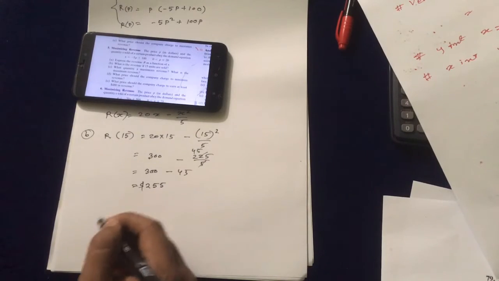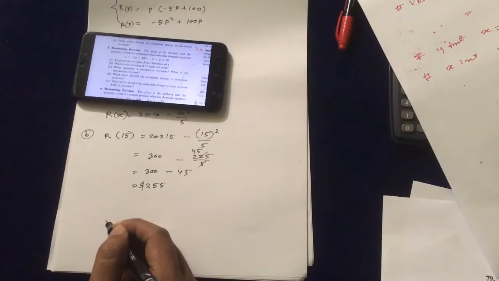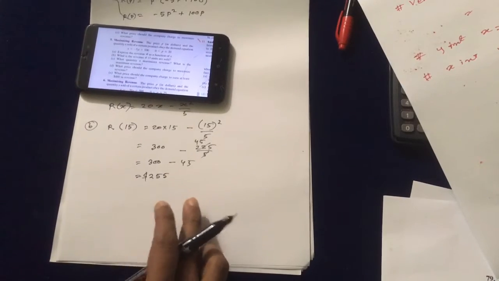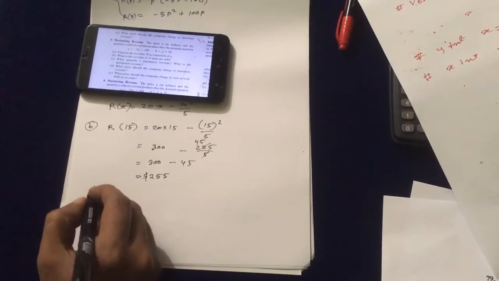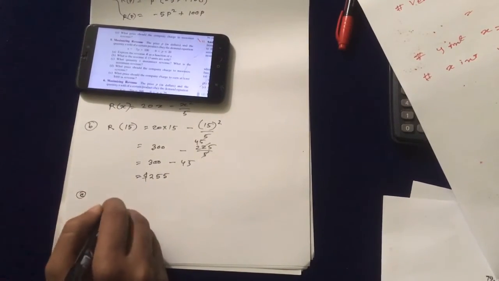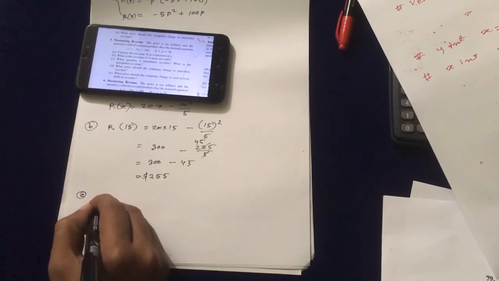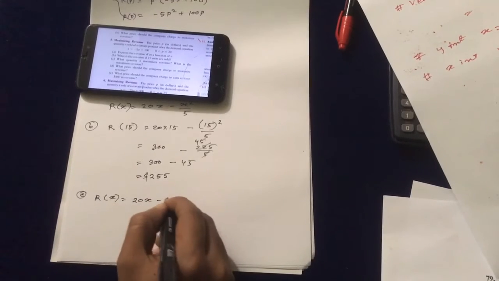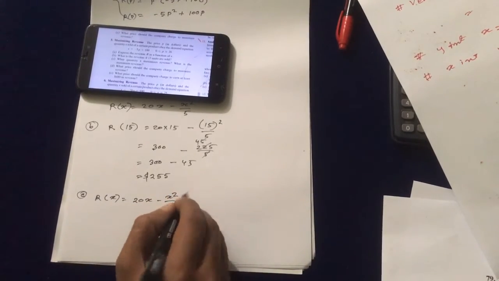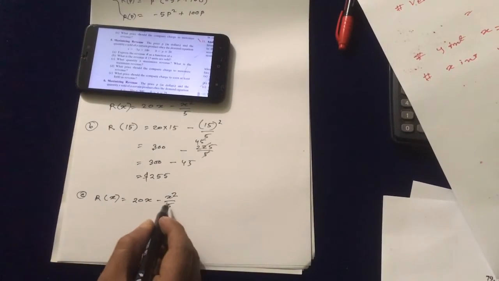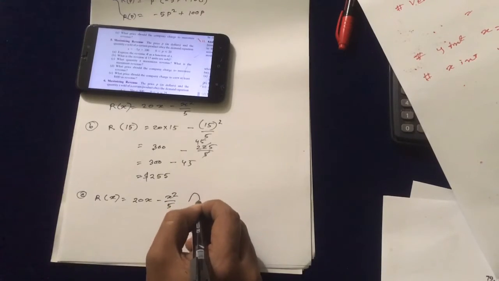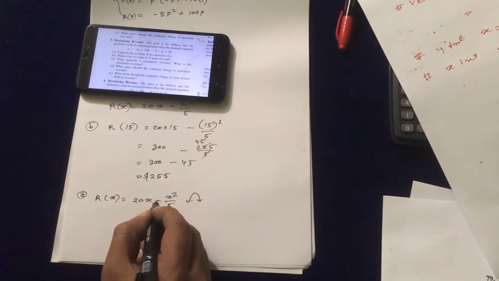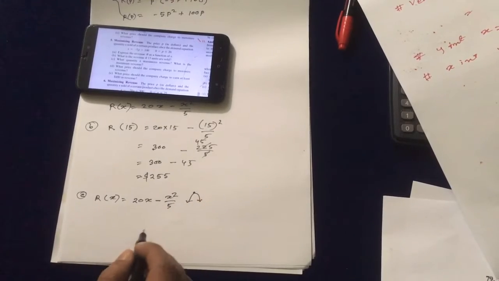What quantity X maximizes the revenue? What is the maximum revenue? Now we have to find the maximum revenue. See, for C number, our function is given as R of X equals 20x minus x square divided by 5, and you know this is actually a down-opening parabola because of this minus, so we have to find the vertex here.